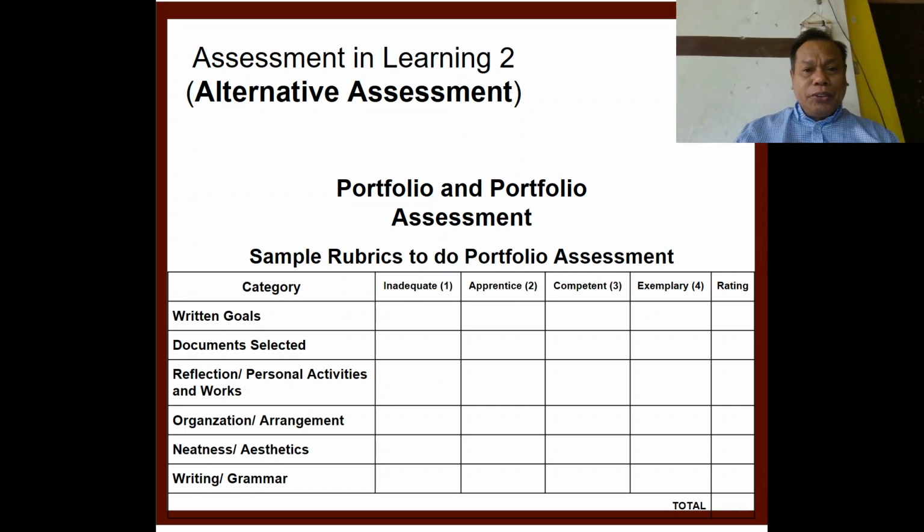And then I want to see if you have done reflections or personal activities and work along with the goals of your portfolio. I want to see also whether the portfolio is organized or arranged well. And then I want to see the neatness and the aesthetics of the portfolio and then also the writings or the grammar, or if those documents are really grammatically correct, okay, and even your reflection.